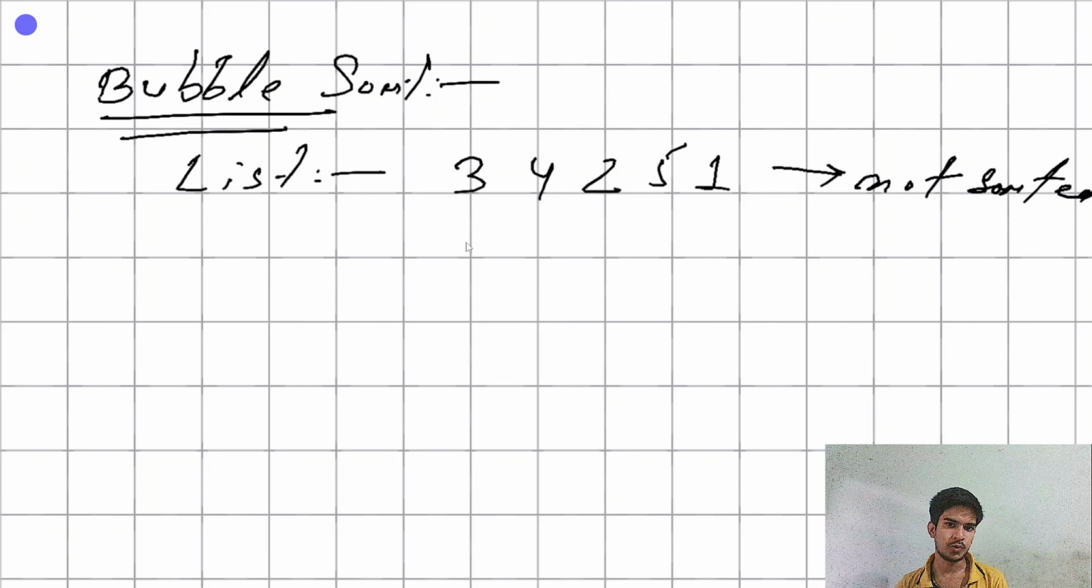In this list, in the case of bubble sort, we'll take two adjacent elements. This is the adjacent element for this, and this is the adjacent element for this. These are two adjacent elements. We'll take two adjacent elements at a time.